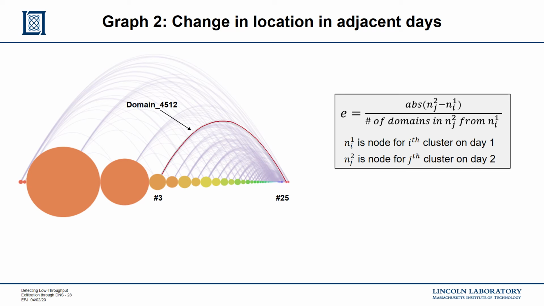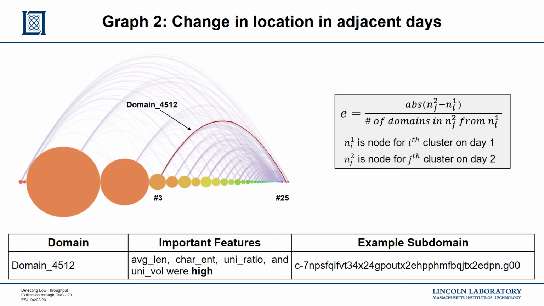The domain called out in this figure, represented as the maroon line and pointed out as domain 4512, is the edge with the highest weight in this example. And in this case, this domain switched from cluster 3 on the first day to cluster 25 on the second day. At the bottom of the chart, I'm showing a summary of some of the important features for this domain that we're looking at, as well as an example of one of the subdomains that was seen in the query for this domain.